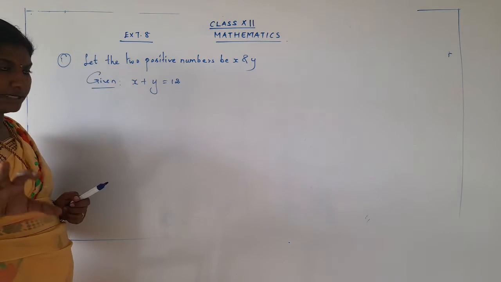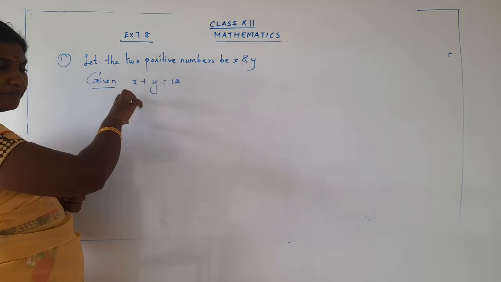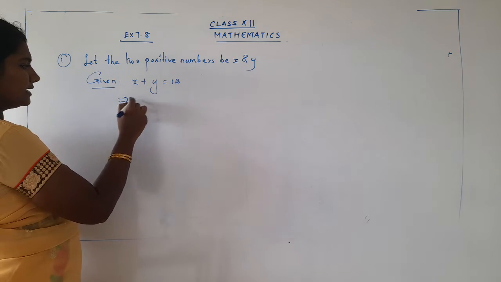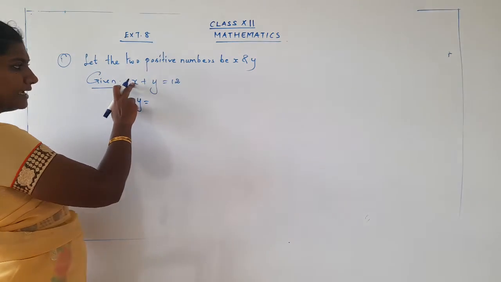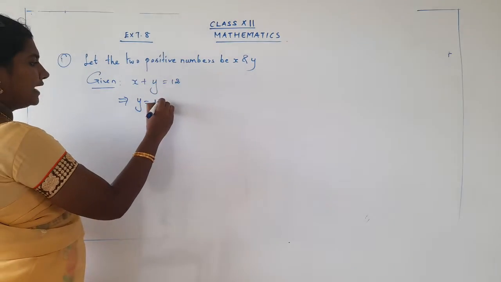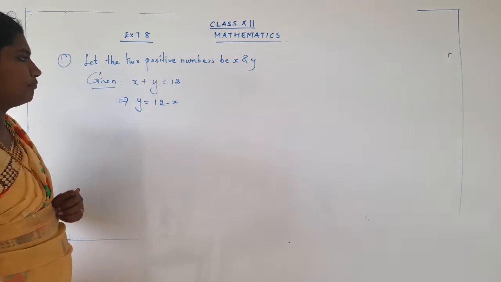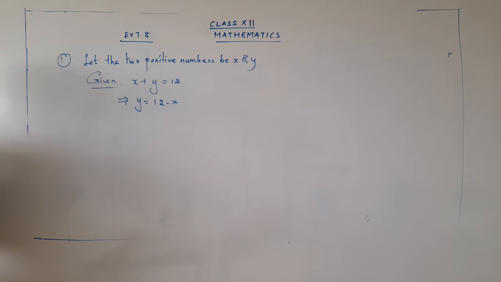Now what we are going to do is get the value for y from the given part. So this implies y is equal to, just take the x to the right hand side, so we get 12 minus x. We have x plus y is equal to 12, and from it I have found the value for y, which is equal to 12 minus x.